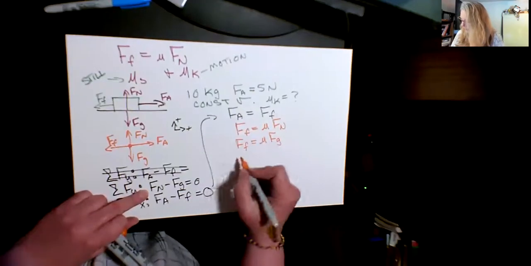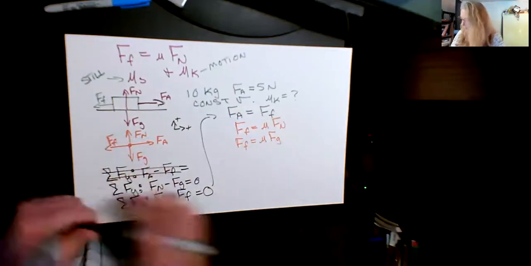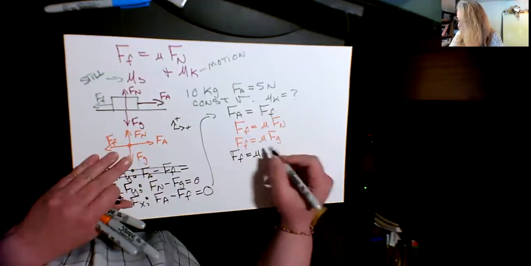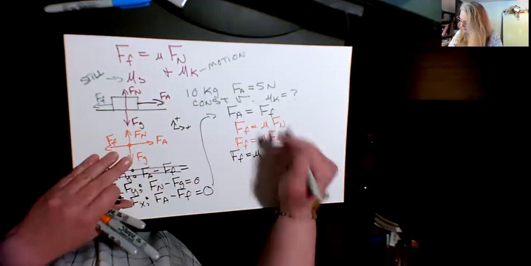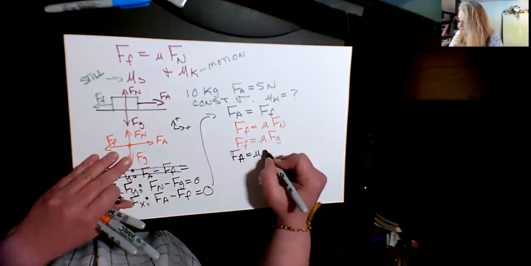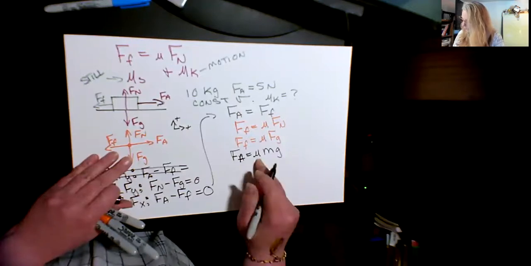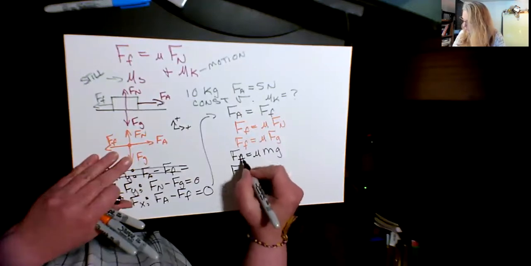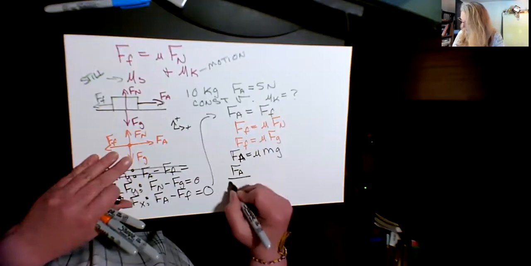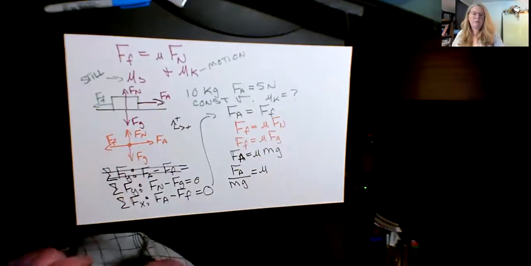So I can rewrite this, putting the force of friction in here: force applied equals mu times mass times gravity. I want mu, so let me rewrite that. Force applied divided by mass times gravity gives me my coefficient of friction.